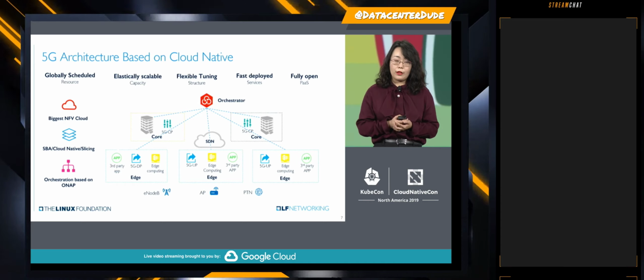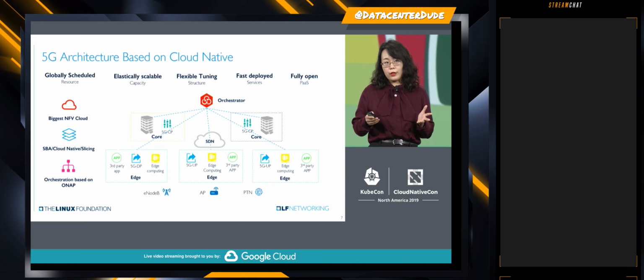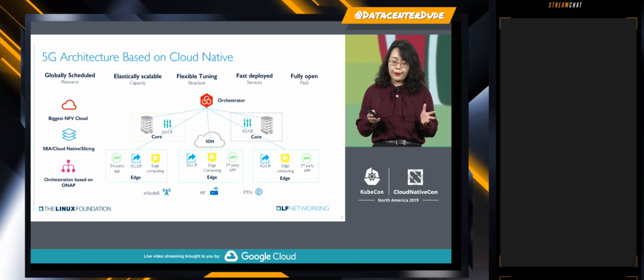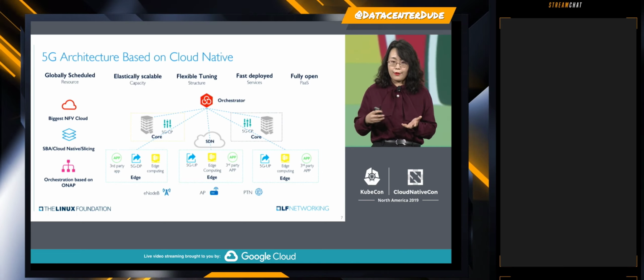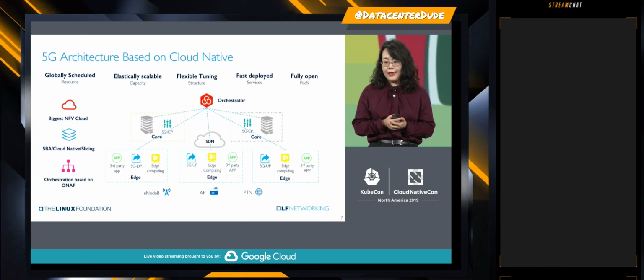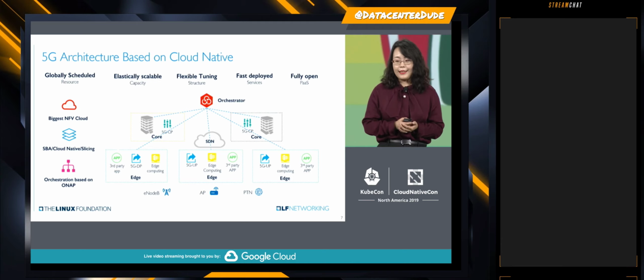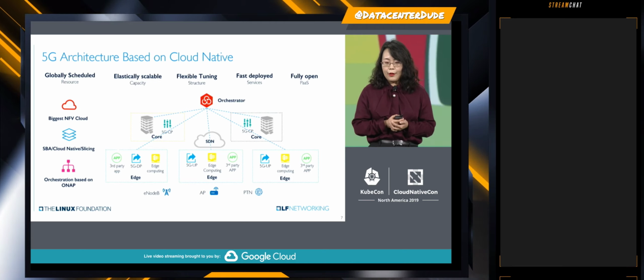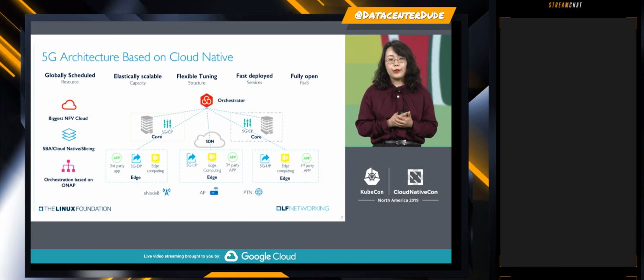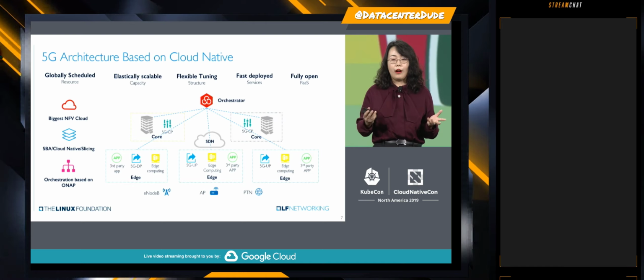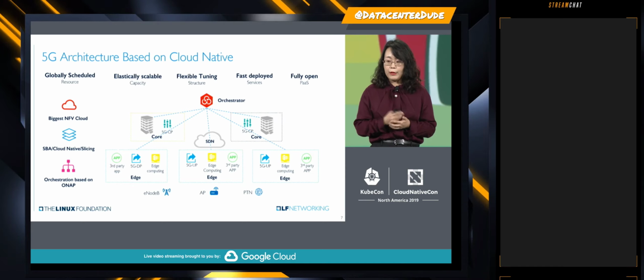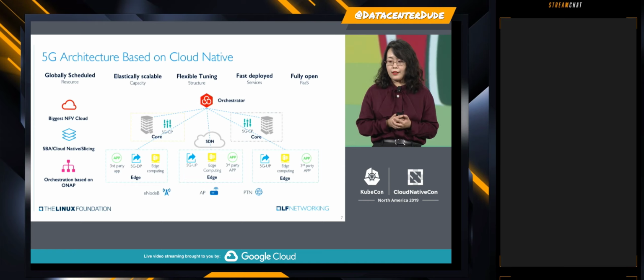First is about the resource. We're expecting that the resource could be globally scheduled so that we could move our services across the cloud. Second is about the capacity, which means that we expect the capacity could move, scale in and scale out with the requirements from the services.